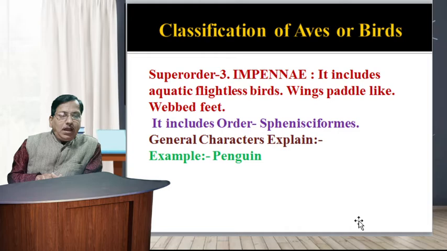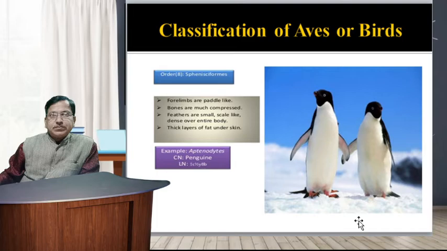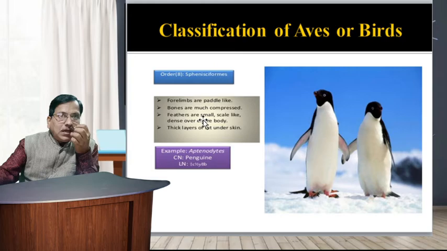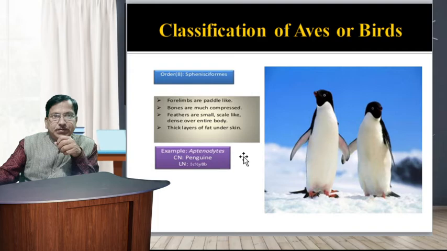In this animal group, the penguins have four limbs that are paddle like, bones much compressed, feathers small scale like and dense over the entire body, and thick layers of fat under the skin. Example is Aptenodytes, some penguins.